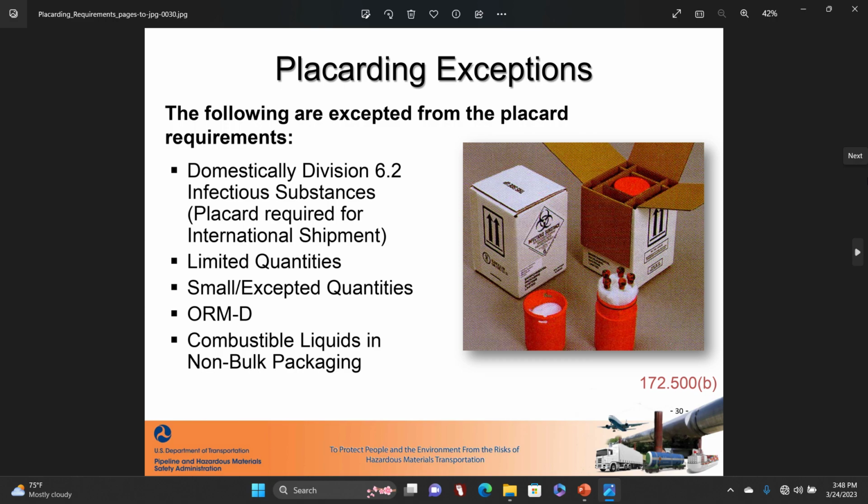Division 6.2 is medical waste. It's not required to placard. Limited quantity items, small accepted quantities, ORM-D, combustible liquids and non-bulk packaging: you do not have to placard any of these.